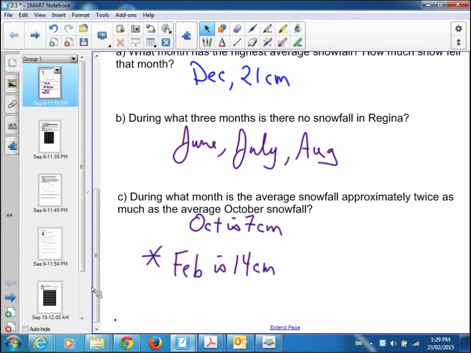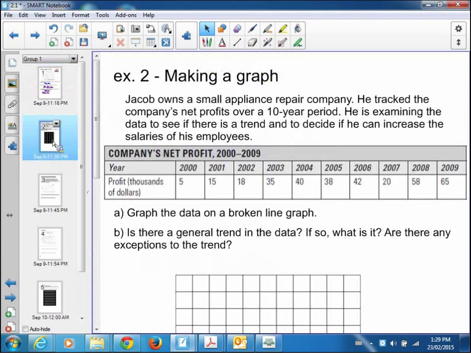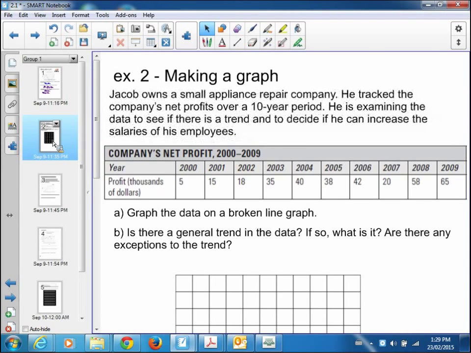November appears a little under the 14, but anyways, making a graph is the important one. That's just where you guys were at. Jacob owns a small appliance store. He tracks the company's net profits over a 10-year period. He's examining the data to see if there's a trend and to decide if he can increase the salaries of his employees. More money for the kids working for him. Minimum wage probably. That's what we're going to go through.